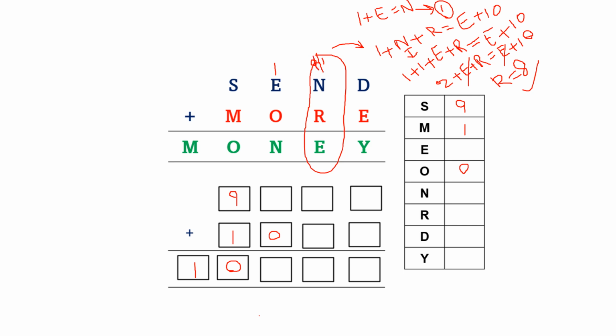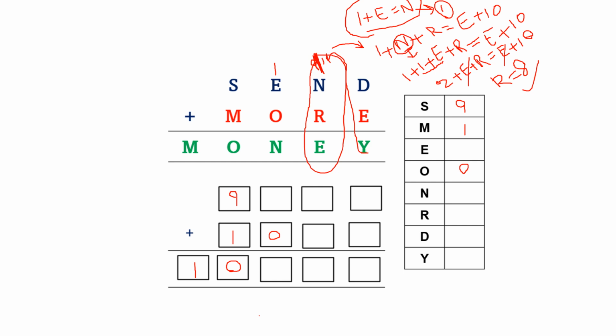Here we must get carry from the next digit. So with the assumption, what about the equation? You can write 1 plus N plus R is equal to E plus 10. So this 1 is a carry, this is N plus R, E plus 10. How do you write this N? From the previous equation, N is nothing but 1 plus E is equal to N. So replace this N by 1 plus E. So 1 plus E plus R is equal to E plus 10. So this is 2 plus E plus R equal to E plus 10.